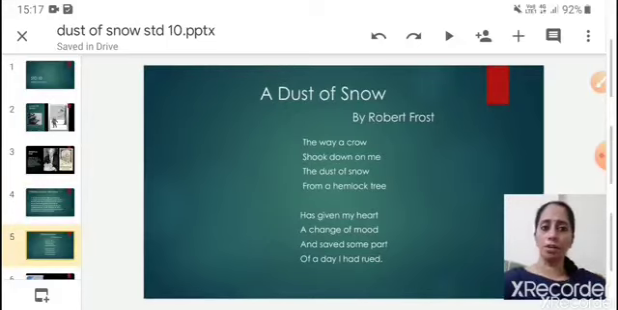A Dust of Snow by Robert Frost. The way a crow shook down on me the dust of snow from a hemlock tree has given my heart a change of mood and saved some part of a day I had rued.